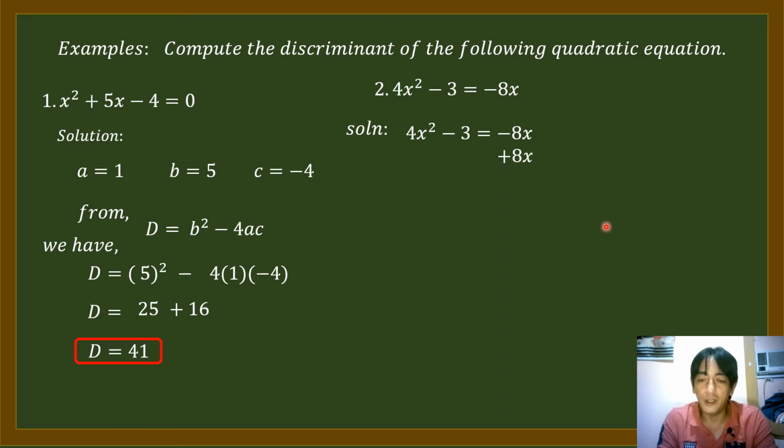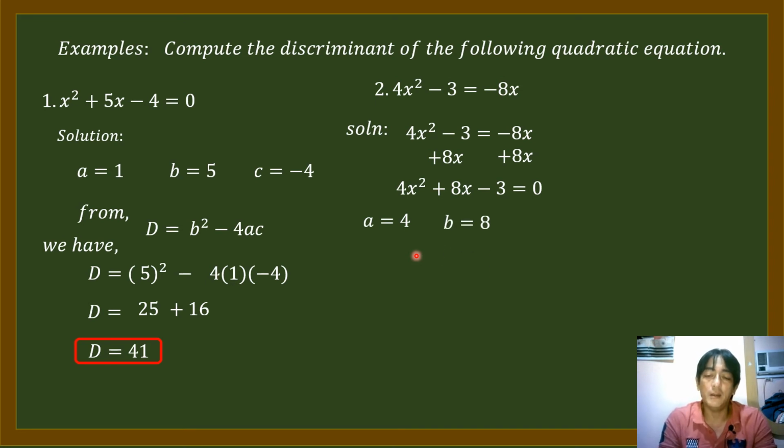Ang additive inverse ng negative 8x will be positive 8x. So, pag inadd mo siya sa negative 8x, it will become 0. Okay? So, syempre, equation yan, kapag nag-add ka ng 8x sa right side, mag-add ka rin ng 8x sa left side. Okay? So, the resulting equation now will be 4x squared plus 8x minus 3 equals 0. Then now, we can now identify the values of a, b, c. Ang a natin is 4, ang b is 8, and c is negative 3.